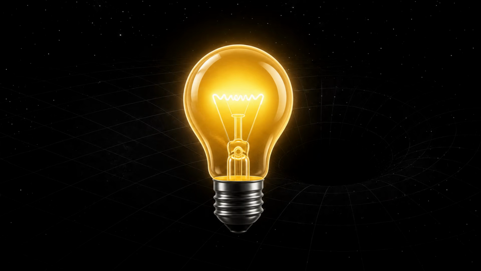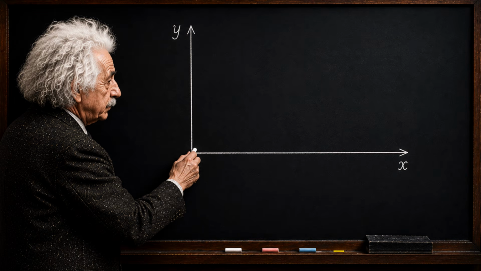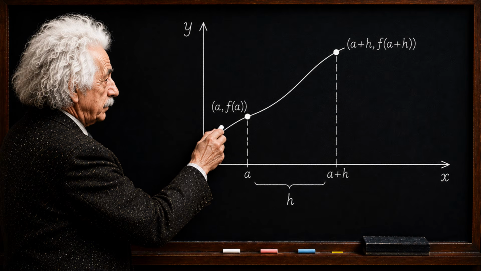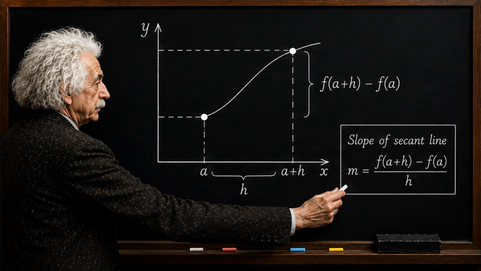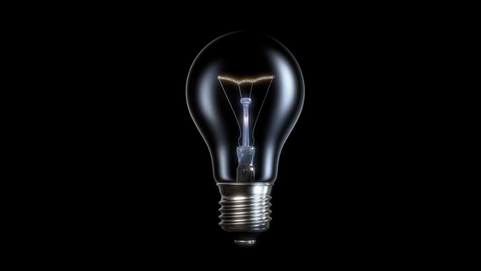Let's exploit an incredibly clever observation here. Instead of trying to measure the slope at 1 point, let's measure the slope between two nearby points. This is something we already know how to do. Choose 1 point on the curve, then choose another point a little farther along. Now, connect them with a straight line. This is called a secant line. Its slope is easy to calculate. Rise over run.